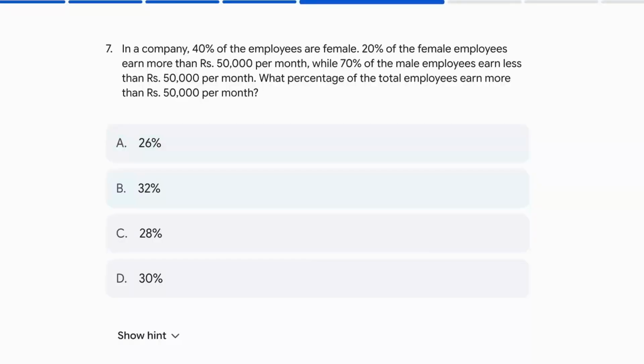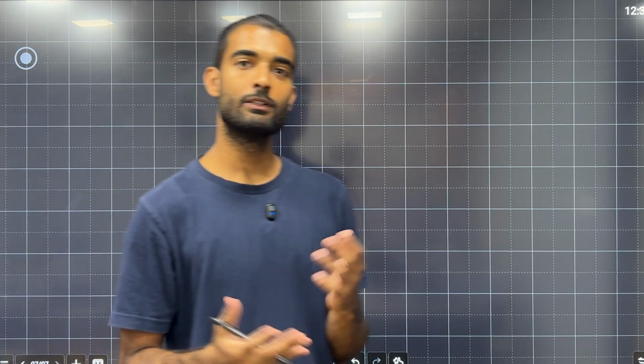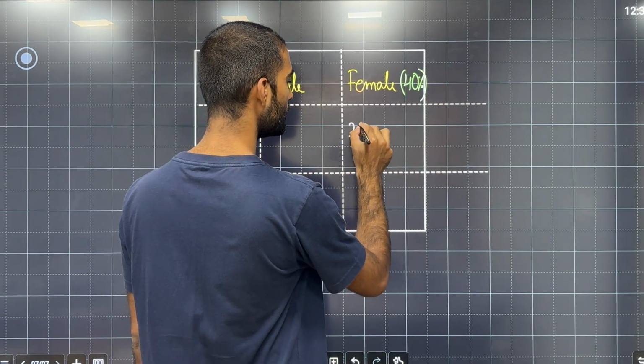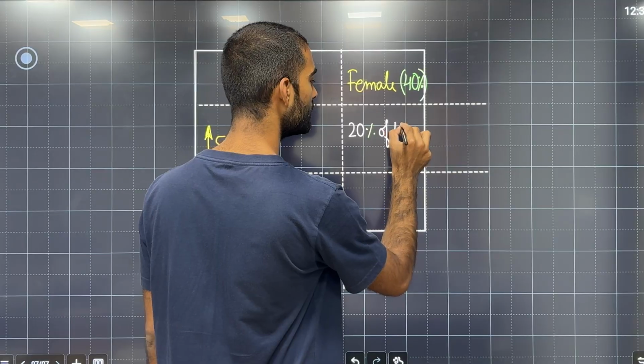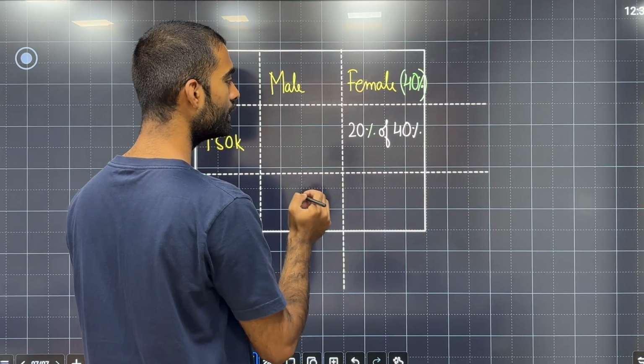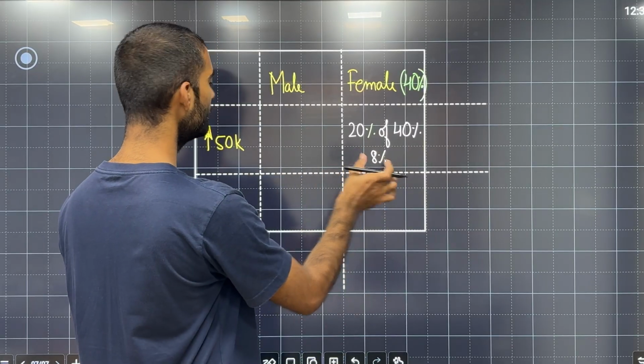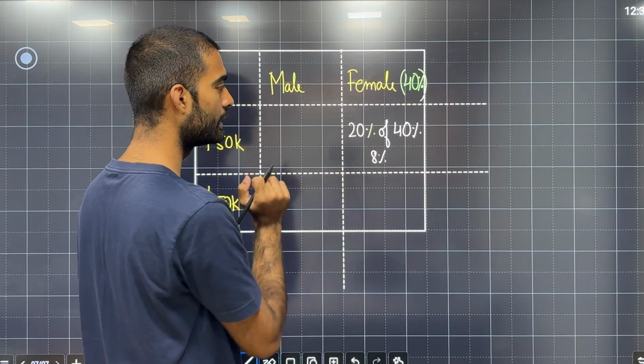In a company, 40% of the employees are female. 20% of the female employees earn more than 50k, while 70% of the male employees earn less than 50k. What percentage of the total employees earn more than 50k? This is a very interesting problem because something of similar sort you are going to get in your CLAT exams. So 20% of this 40% earn greater than 50k. That means 20% of 40 is nothing but 8. So 8% of the total are female who earn greater than 50k.